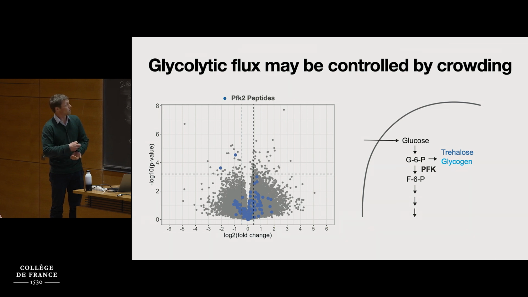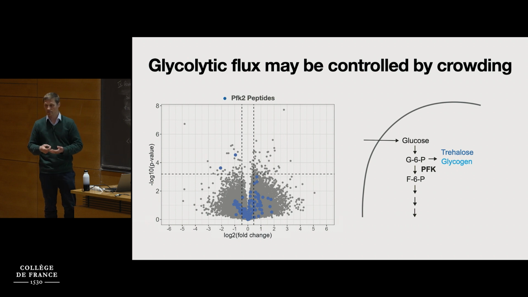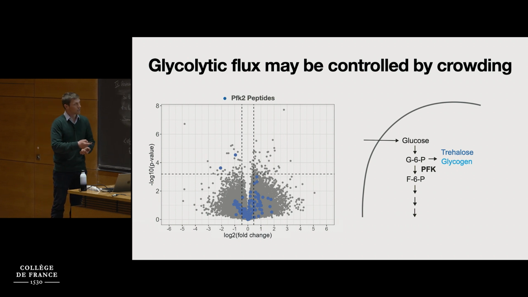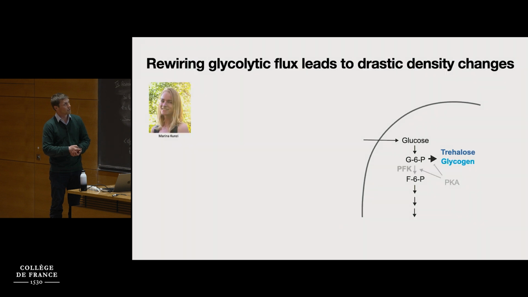Another metabolic enzyme that we found is phosphofructokinase. Phosphofructokinase catalyzes the second step in glycolysis. And the reason why this is a quite important bottleneck is because if you don't have phosphofructokinase, you're redirecting the glycolysis into storage carbohydrates. And we can simulate this by using inhibition of protein kinase A. And when you do this, you redirect the glycolytic flux.